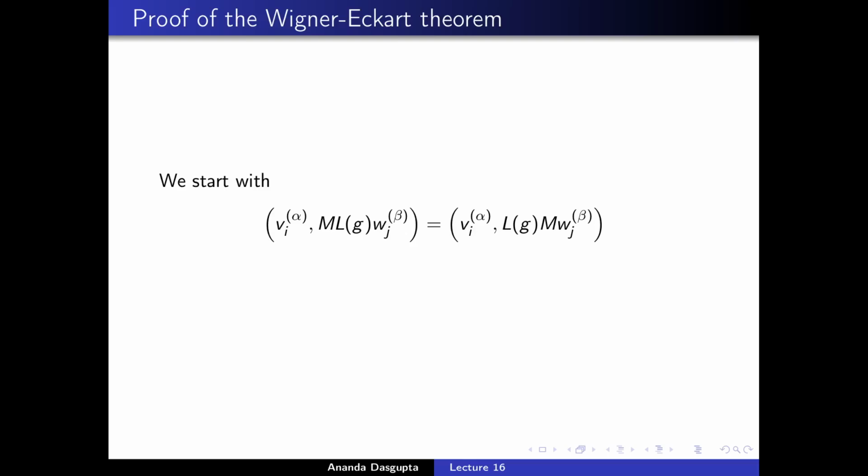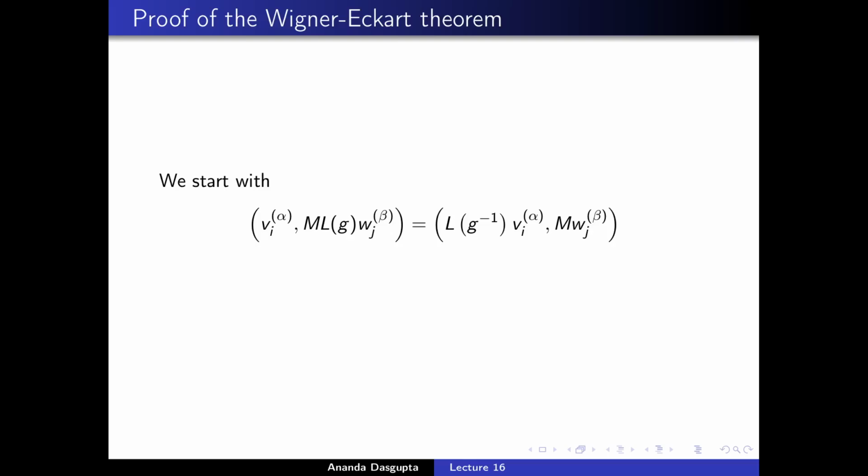Now if you look at the inner product on the right, using the definition of the adjoint of an operator, it's easy to see that you can rewrite this expression as L_G† V_i^α, M W_j^β. And then all you really need to do is realize that L_G† is the same as L of G inverse. This is where the fact that we are using a unitary representation comes in. So now the next step is pretty straightforward.